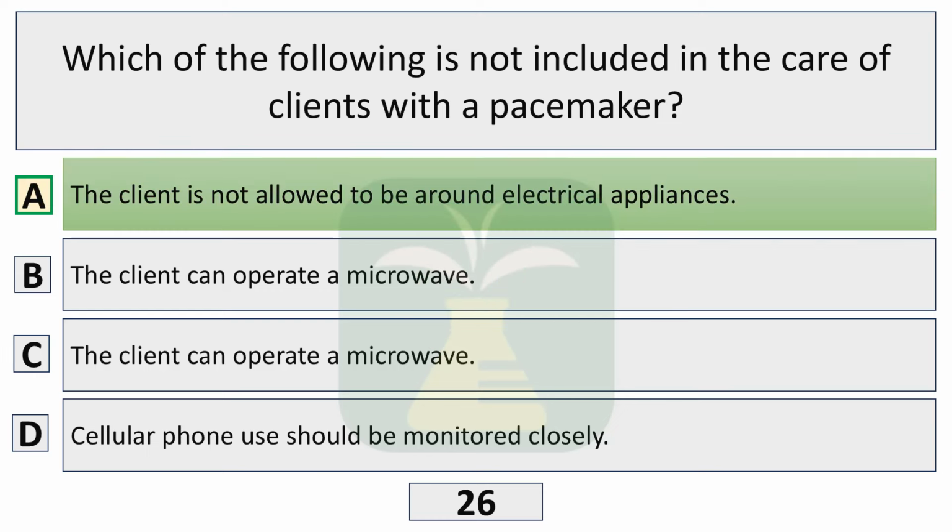Correct answer. A. The client is not allowed to be around electrical appliances. Clients with a pacemaker can use electrical appliances. Microwaves are allowed, but caution must be used in airports to avoid the magnetic wands used for detection. Some clients have difficulties being around lawn mowers and cellular phones.